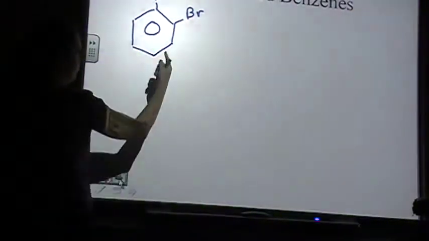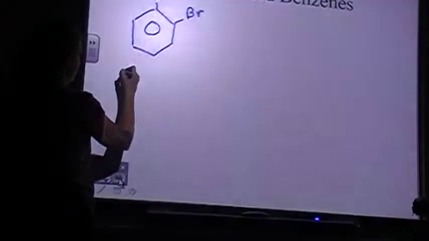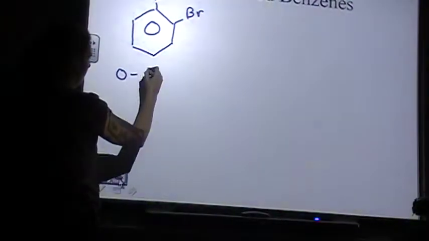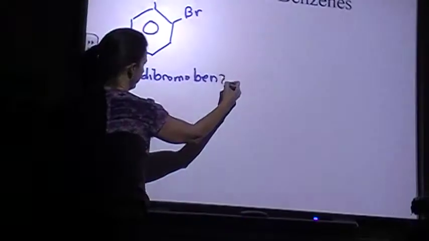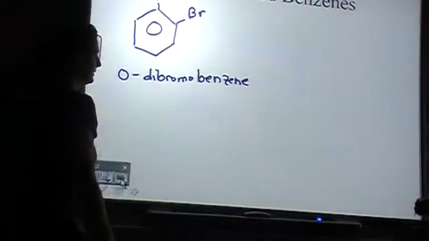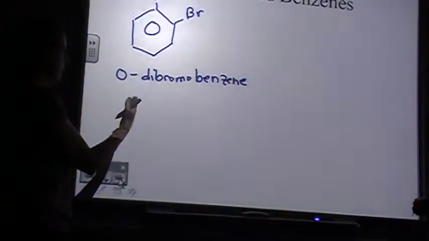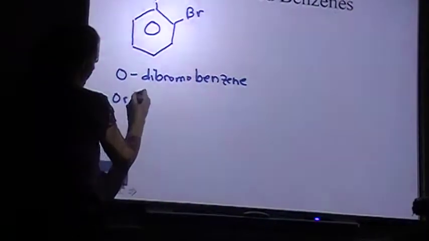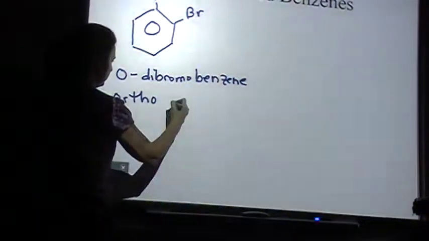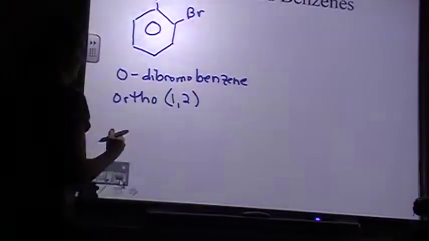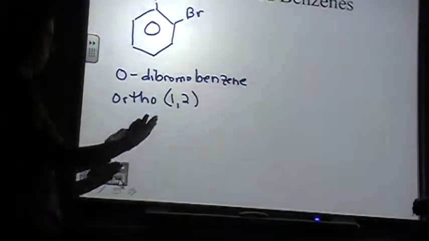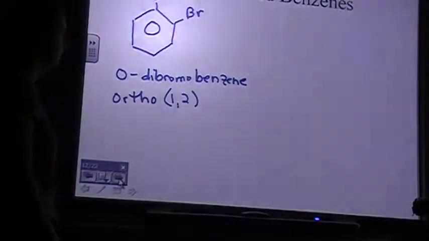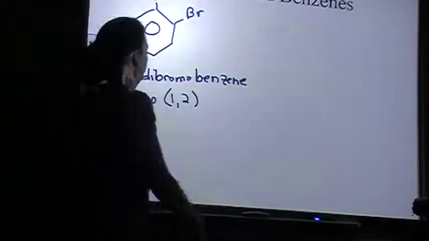But there's another way to name them that's going to be preferred. When 1 and 2 are the positions, instead of saying 1, 2, we say O. O-dibromobenzene. O stands for ortho, which means the 1, 2 position. You don't need to write ortho, you don't need to write 1, 2, you just write O. It means 1, 2. Not much of an abbreviation, but there it is.